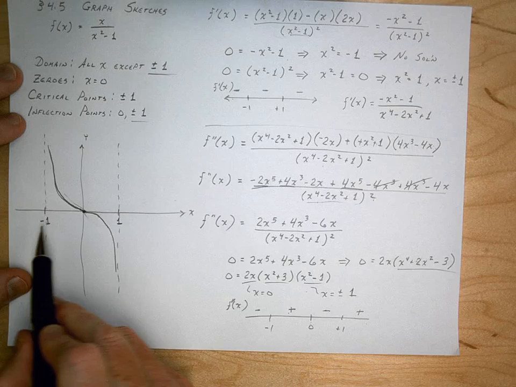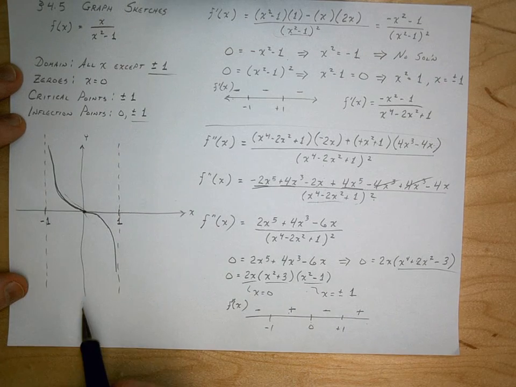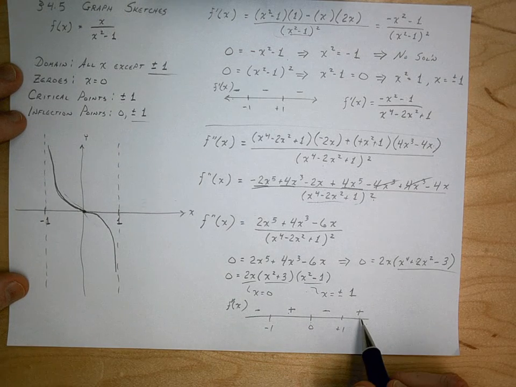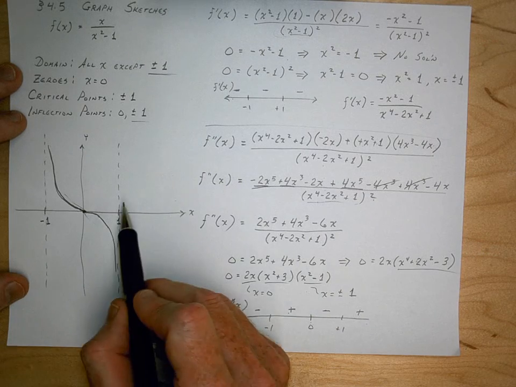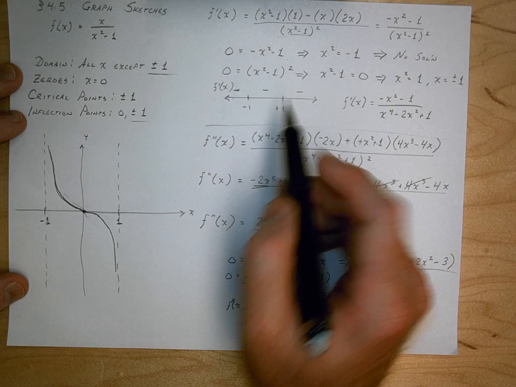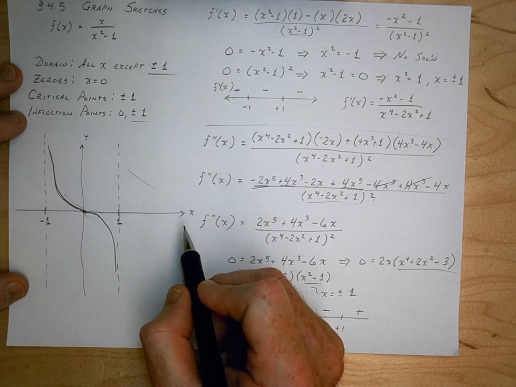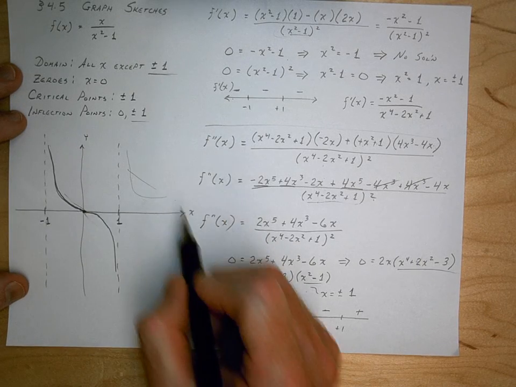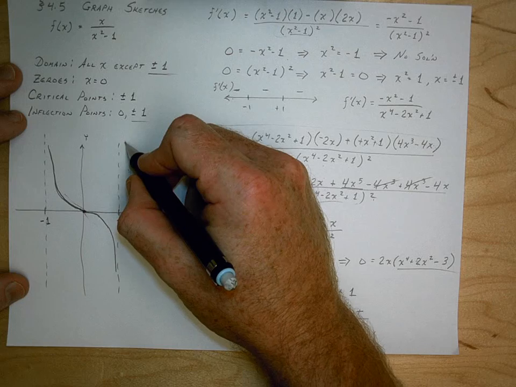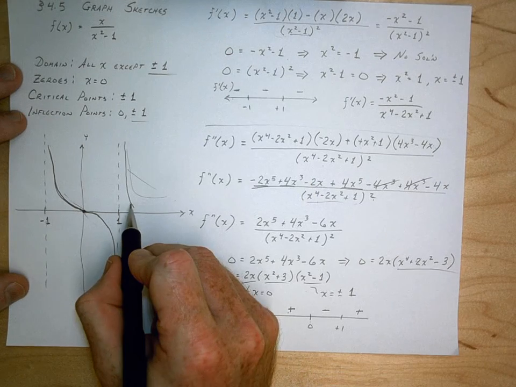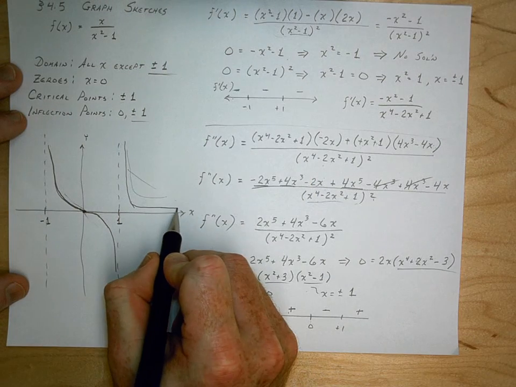What goes on the other side of negative 1 and positive 1? Well, I know I've got a positive second derivative, so I'm concave up. I don't cross the axis, and my slope is negative. So negative slope, concave up, and I never cross the axis. To me, that translates into something like this.